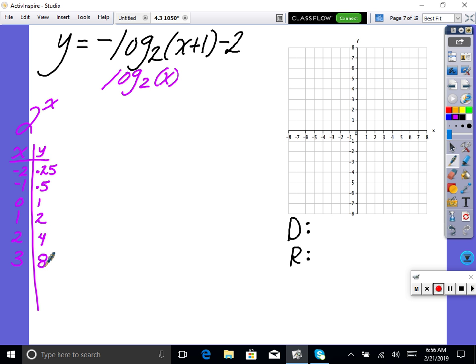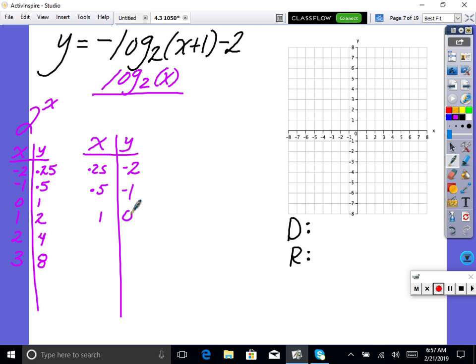Now, we're not going to shift the exponential. This isn't our points. We're doing the logarithm. We're taking the logarithm's points and we're shifting them. So now we have the logarithm's parent function points. Here they are. So 0.25, -2, 0.5, -1, 1, 0, 2, 1, 4, 2, 8, 3. Now we have our log base 2 of x's points, and now we're going to shift.